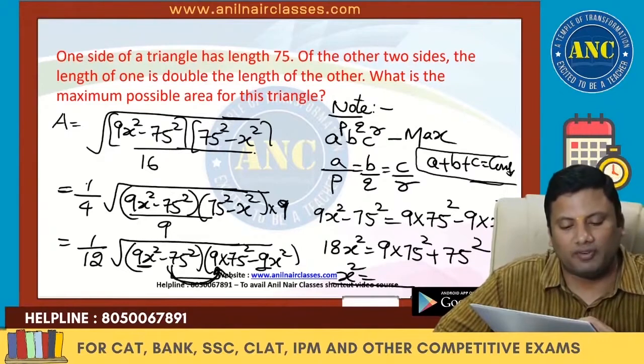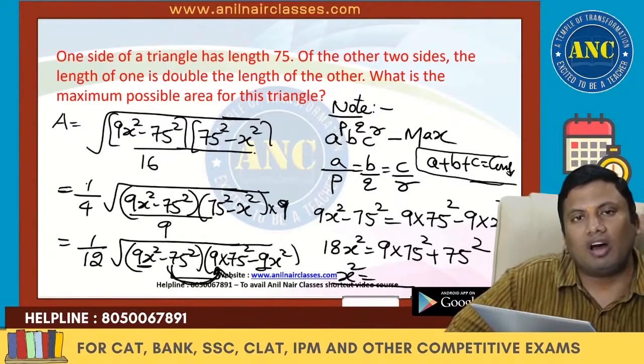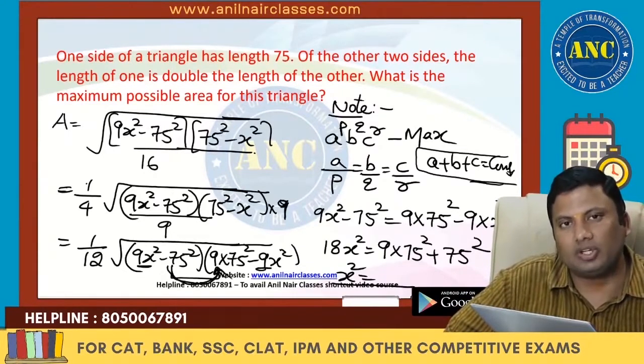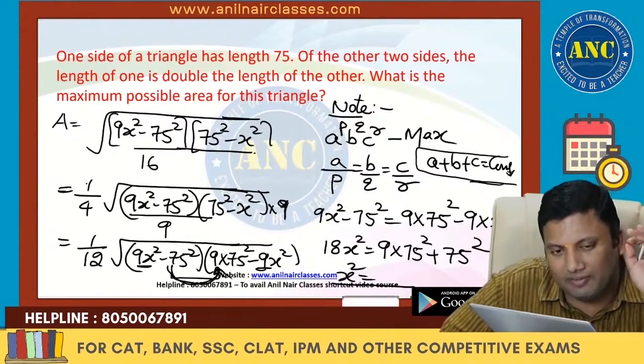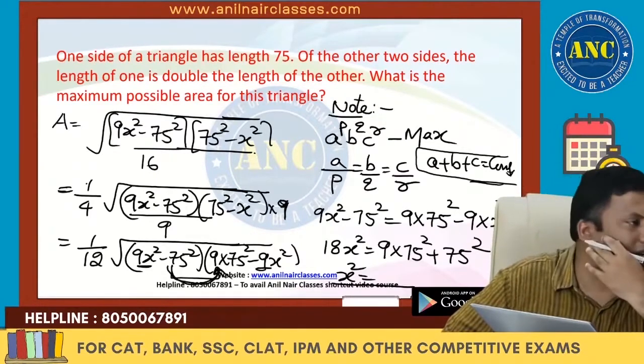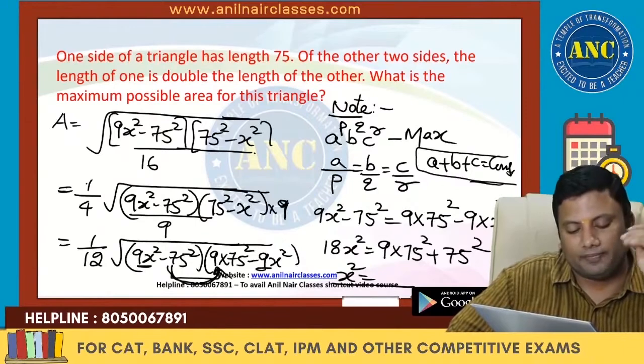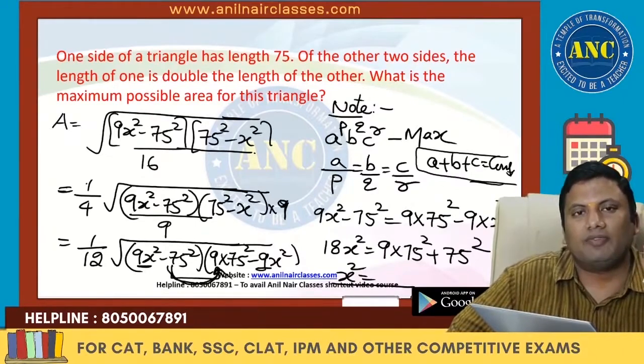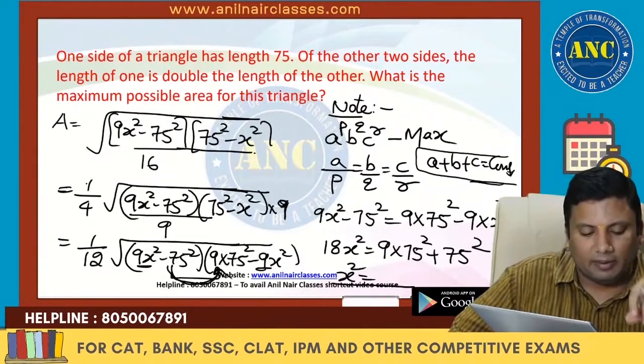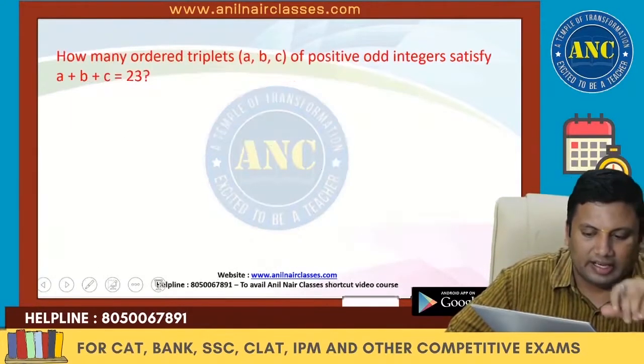Beautiful questions are where the rule of AM, GM, HM is used. If the variables are positive real numbers, the product of the variables is maximum when the sum is constant and the variables are equal. I hope the idea is clear.